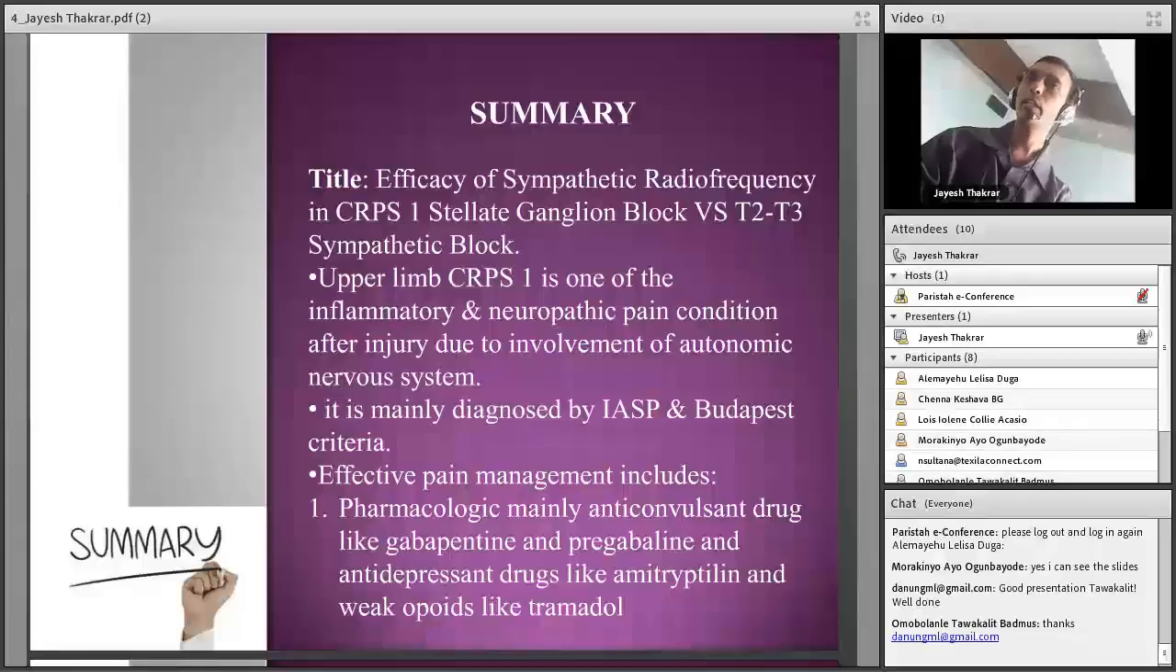After taking the history and examining every patient, and taking the pain history, particularly the visual analogue score, we record it in the history form. After that, we give a first conservative trial for pain management. This includes pharmacological therapy, mainly the anticonvulsant drugs gabapentin and pregabalin. We can add an antidepressant like amitriptyline and a weak opioid like tramadol in all patients. We give a combination of gabapentin, amitriptyline and tramadol, adjusting the dose according to the patient's pain intensity.